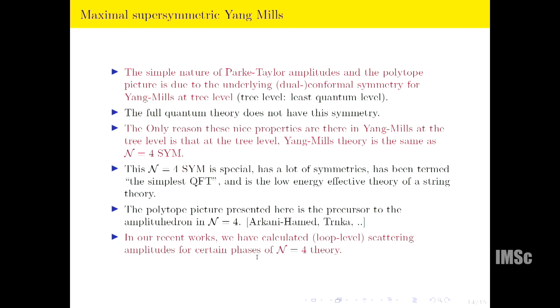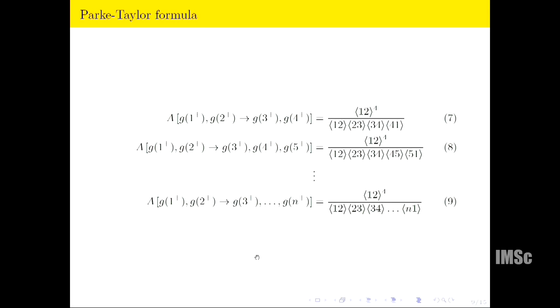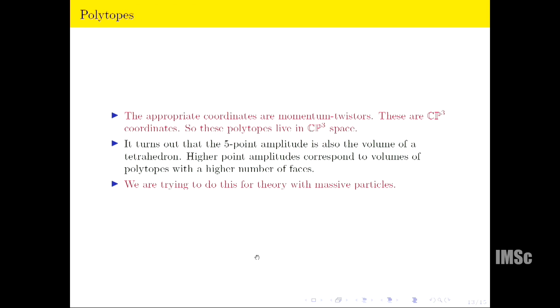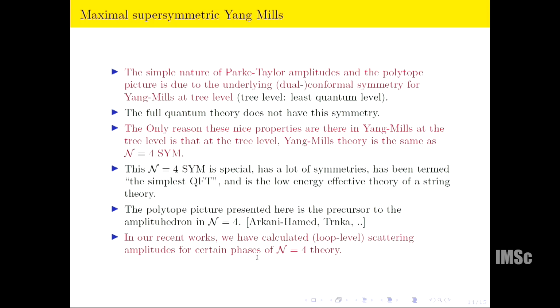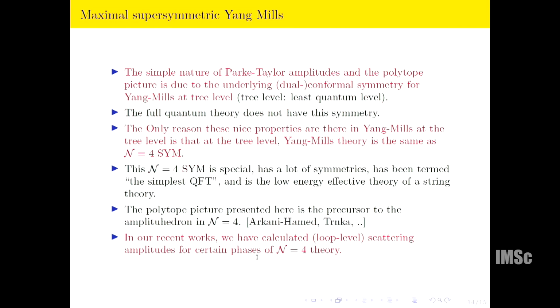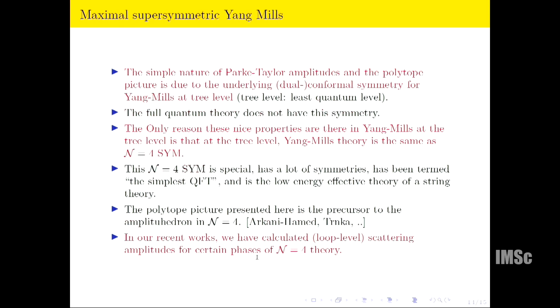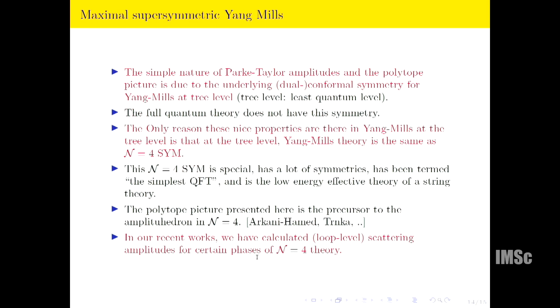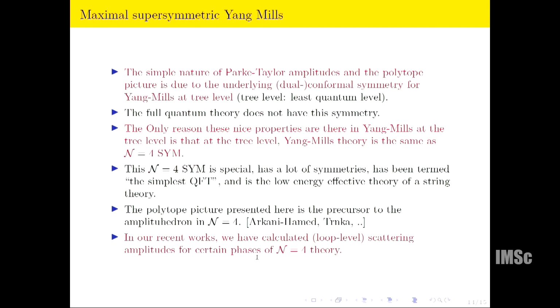So the simple nature of the Parke-Taylor amplitude, this one is called Parke-Taylor, and this polytope picture, is due to the underlying conformal symmetry of this Yang-Mills theory, that is QCD at tree level. The full quantum theory does not have such a symmetry, and the only reason that such nice properties are there for Yang-Mills is because at tree level, the usual gluon theory is actually the same as this N equals 4 super Yang-Mills. That's the maximum number of supersymmetries that you can put on a Yang-Mills theory.